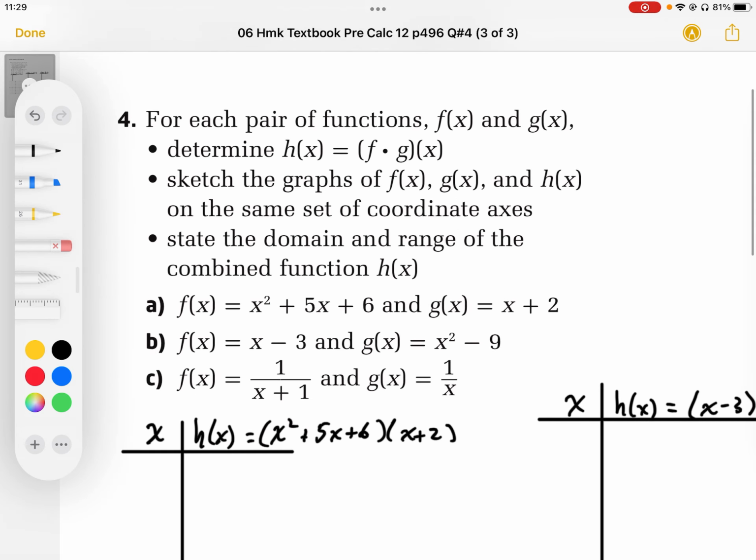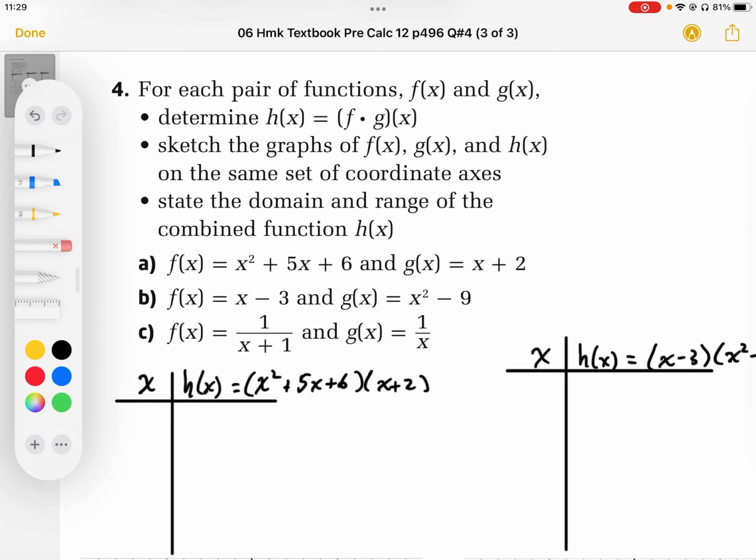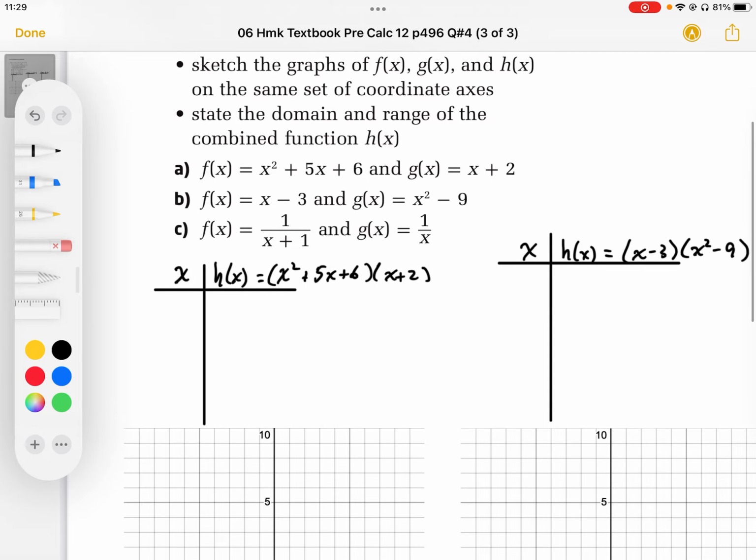So we have multiplying these two functions together, and we want to sketch the graph of f, g, and h on the same set of coordinate axes. State the domain and range of the combined function of h. So we'll start with the domain and range of a. When we take a look at f and g, one is a quadratic and one is a linear function. They both have a domain of all real numbers, and the range is going to be dependent on the vertex of the parabola.